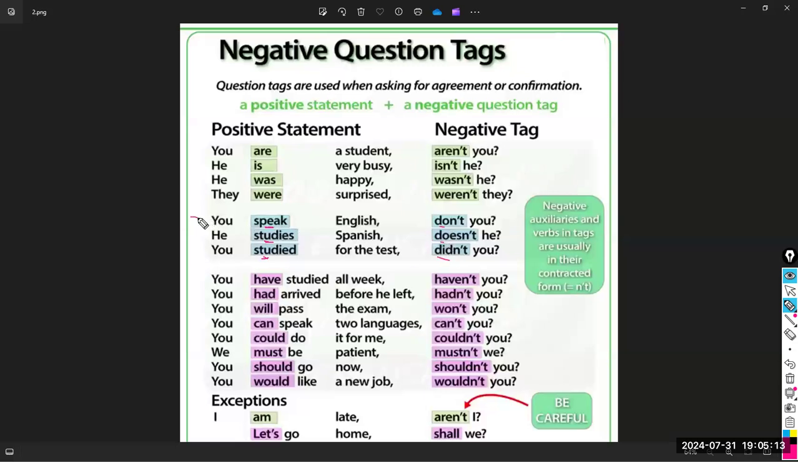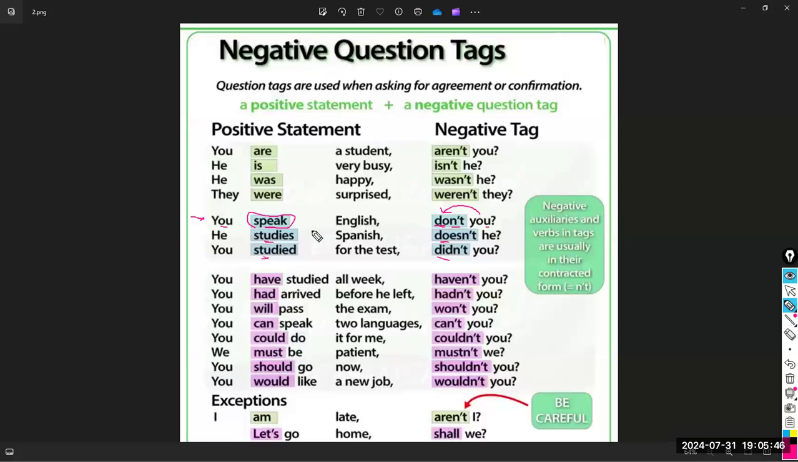Let's take a look at this example. This example is saying you speak English. Notice that the main verb is speak. And speak is written in the simple present. So I have to write do. And absolutely you takes do. I cannot use does with you, for example. And because the statement is positive, I have to write negative. And this is you. So you speak English, don't you? Okay.